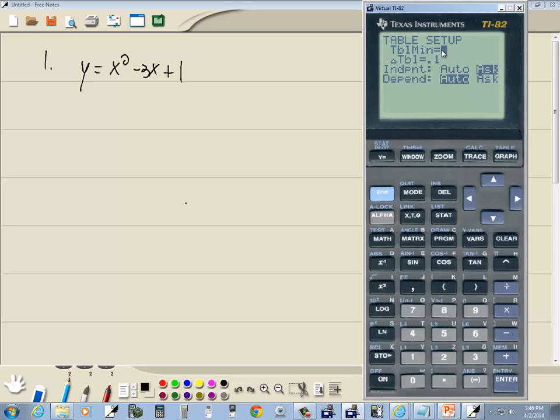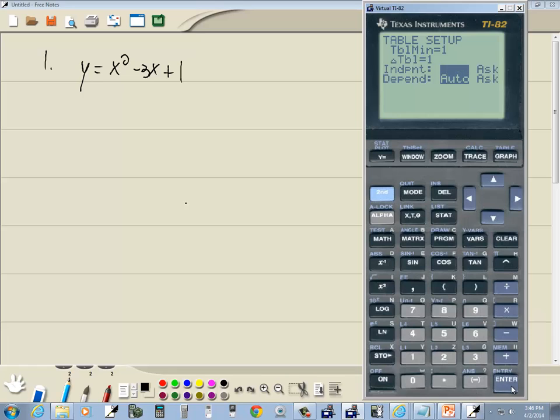And you see where it says table min is 1, and then this triangle here is delta. Delta TBL, that's what it changes by. I'm going to change that to 1. Press enter. Now down here it says auto and ask. I'm going to press enter on auto because I want auto to be highlighted for both of those for now.